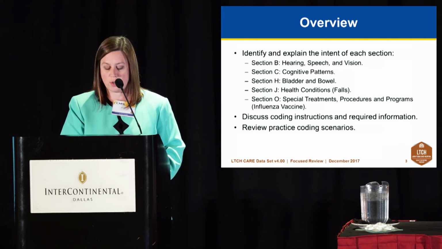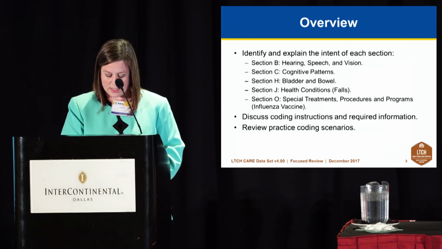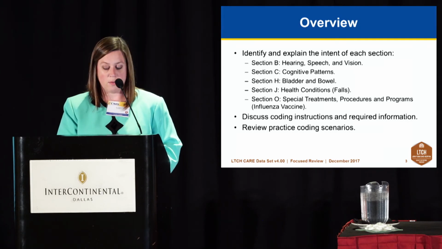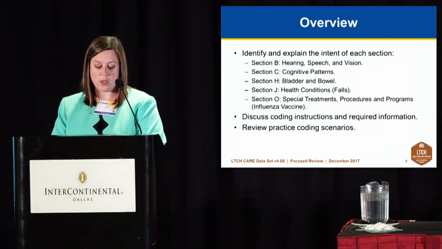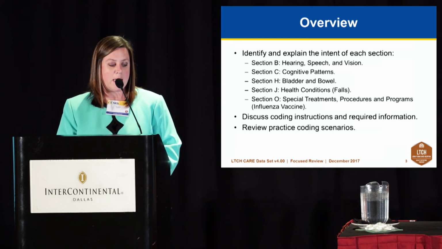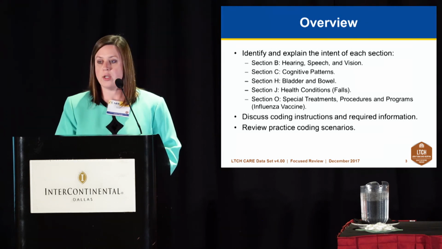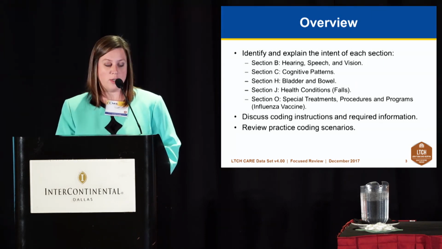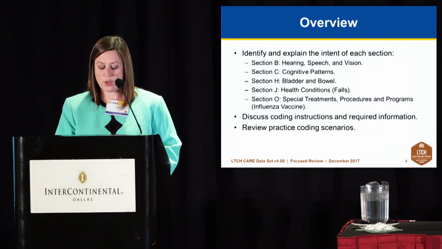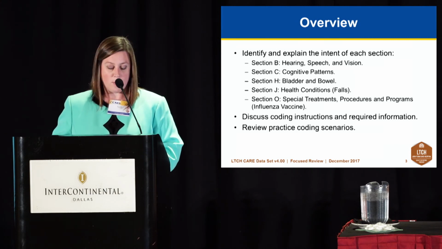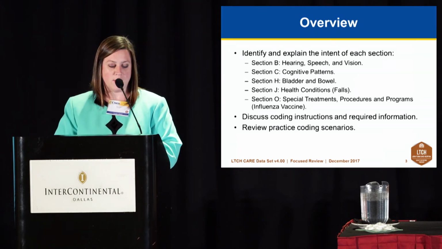In the presentation, we will identify and explain the intent of each of the sections and discuss the coding instructions and required information for Section B, hearing, speech, and vision, Section C, cognitive patterns, Section H, bladder and bowel, Section J, health conditions, falls, Section O, special treatments, procedures, and programs, influenza vaccination, and then we'll do some practice coding for these sections.